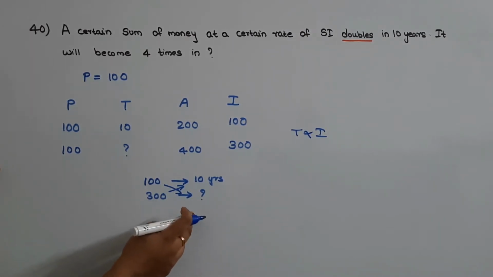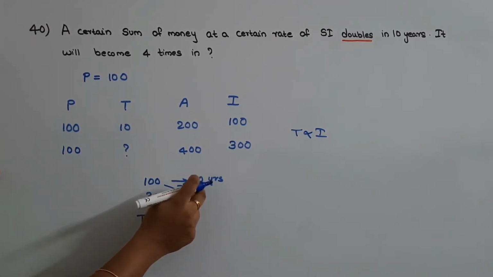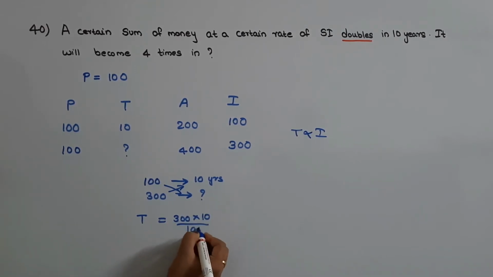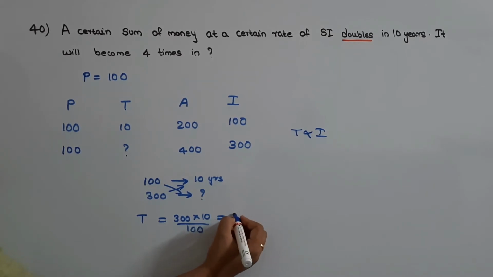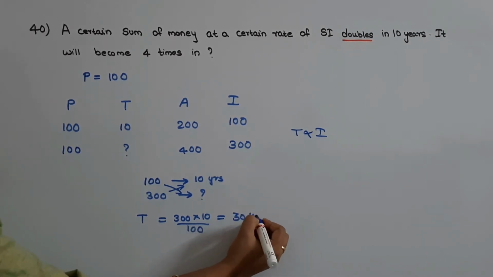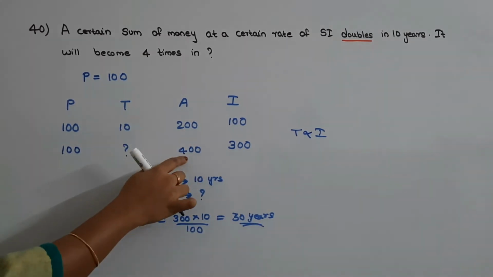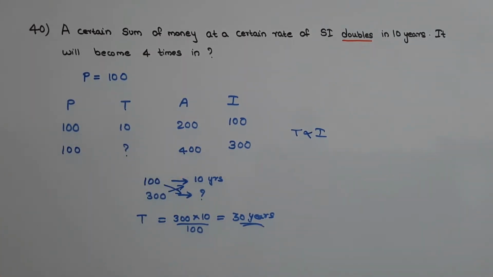So the answer will be equal to, time period will be equal to 300 into 10 divided by 100. That will be equal to 30 years. So it will take 30 years for the amount to become 4 times that of the principal.